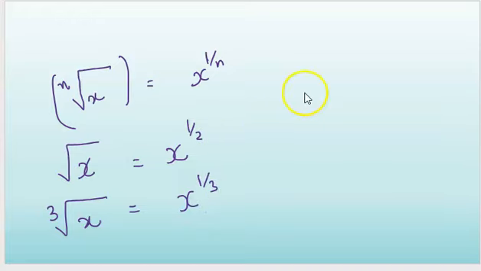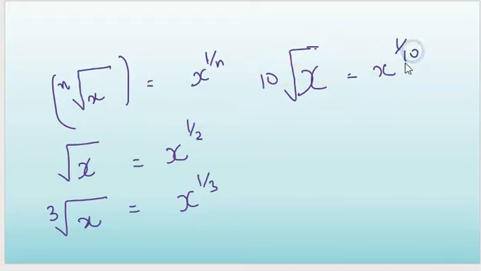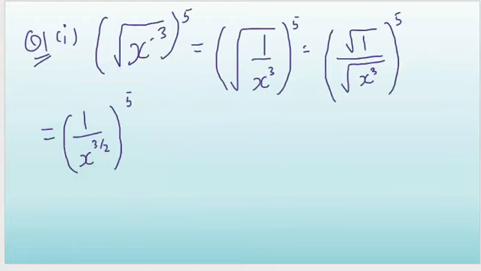Are you following? If it is the root of x to any power, such as the tenth root, then when I remove this sign it will be x raised to the power 1 upon 10. I hope it is clear. This is the same concept, and maths is all about concepts students, so don't cram questions, understand the concepts. Now see here, this is x cube with this root sign. When I remove this root, it will become x raised to the power 3 by 2. Don't forget this power 5.